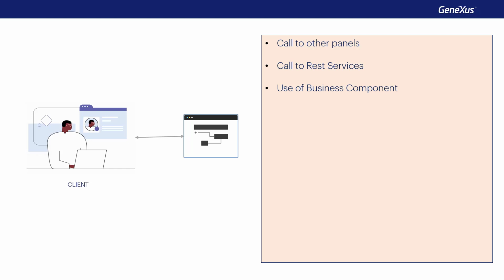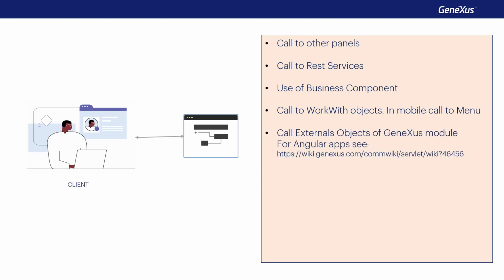In this case, these business components will also be exposed as REST services automatically. It's possible to directly invoke any node of the work with pattern. In mobile applications, we can invoke a menu object. We can invoke the external objects defined in the Genexus module. Some of these APIs only make sense for a particular platform, such as mobile devices. Meanwhile, some of them can only be used on web applications, and others can be used on both platforms. To find out which ones can't be accessed by Angular applications, we invite you to visit the wiki page shown on screen.